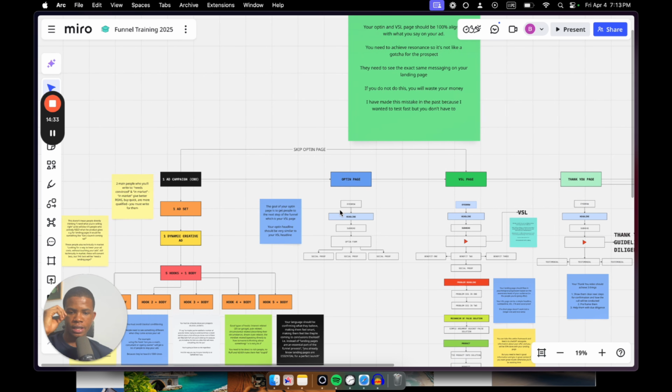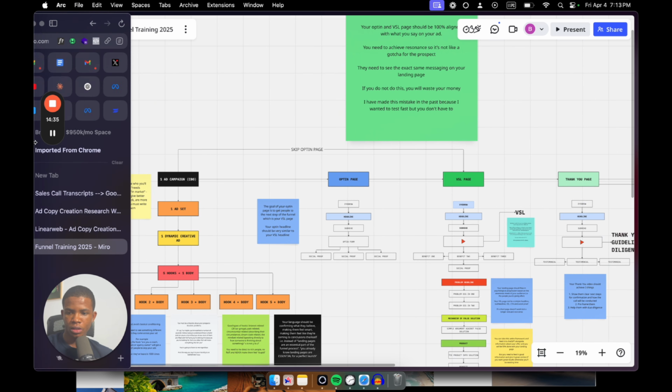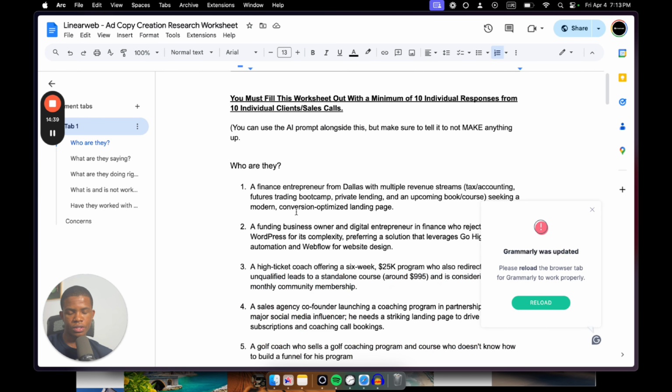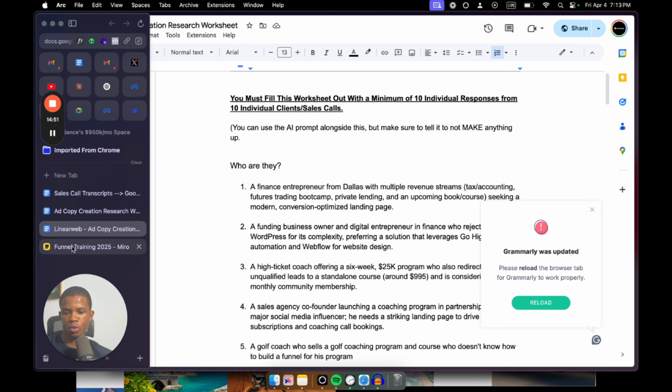Anyways, basically you want to create the ads using all of this information. So you can say something like, are you a finance entrepreneur who's trying to build a landing page, but your landing page is just terrible right now? Or your landing page is bare bones. You just use their specific message based on who you're trying to target. That's what you need to do.